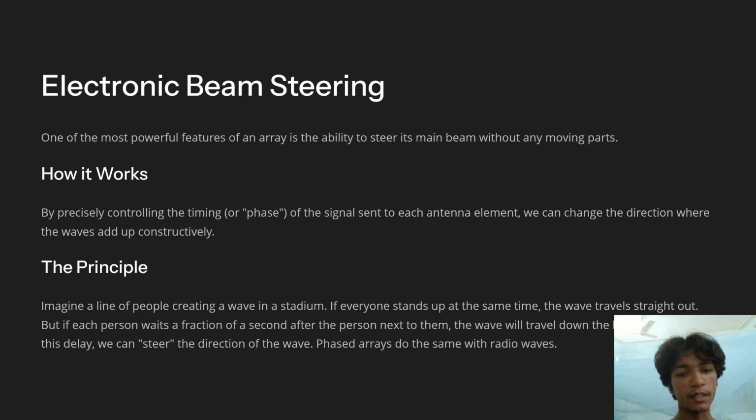Here is the principle. Imagine a line of people creating a wave in a stadium. If everyone stands up at the same time, the wave travels straight out. But if each person waits a fraction of a second after the person next to them, the wave will travel down the line with this delay. We can steer the direction of the wave. Phased arrays do the same with radio waves.